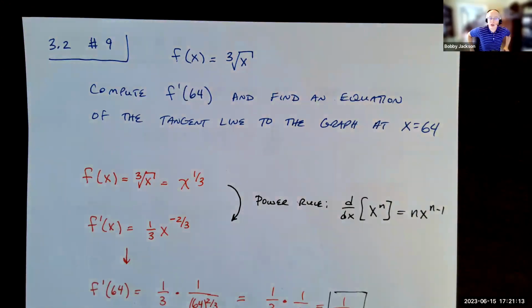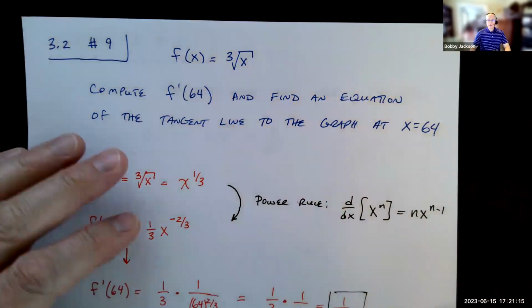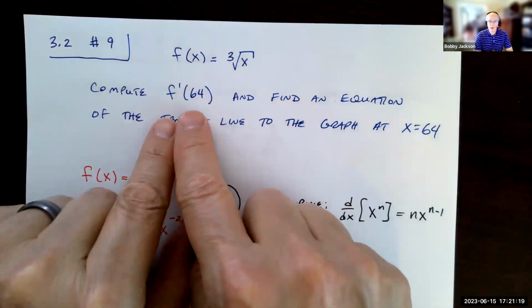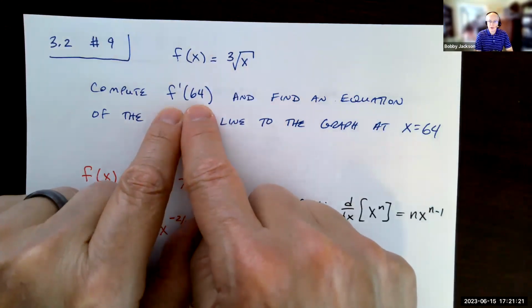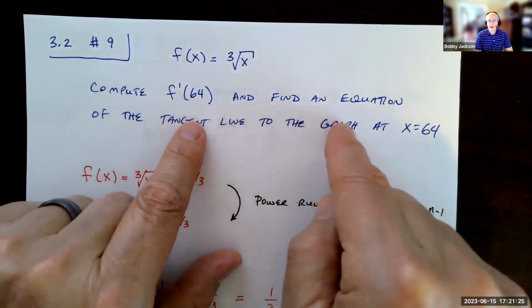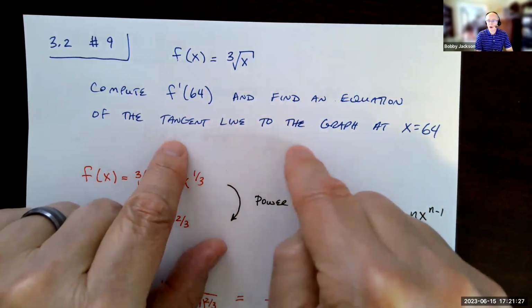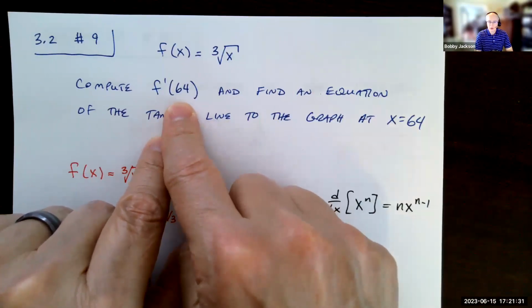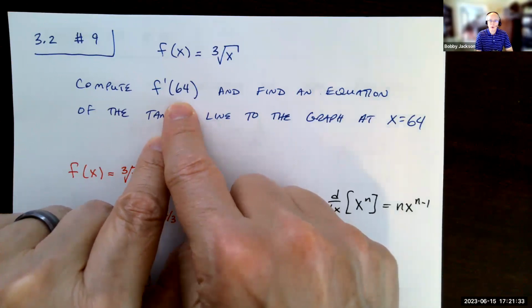Hey everyone, we're going to take a look at number 9 in section 3.2. We're given the function that's basically the cube root of x, and we're asked to compute the derivative of that function at x equals 64, f prime of 64, and then find an equation of the tangent line to the graph at x equals 64. So that makes sense why we're computing the derivative at 64.